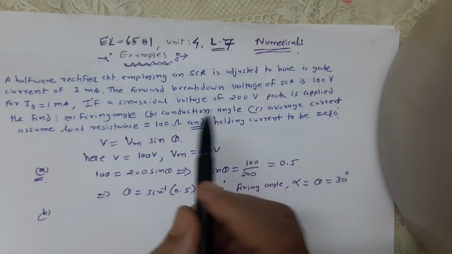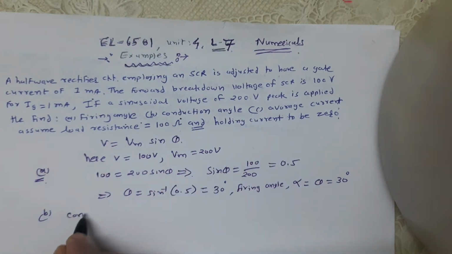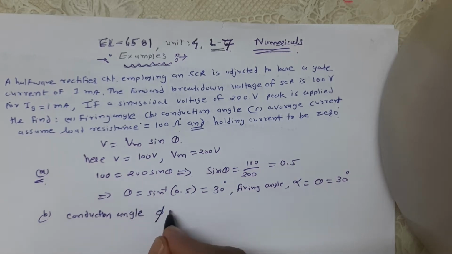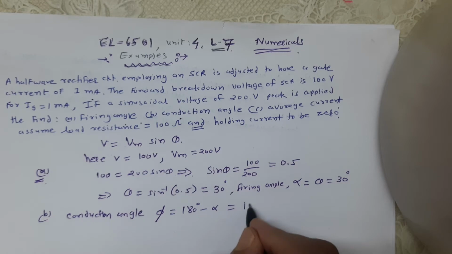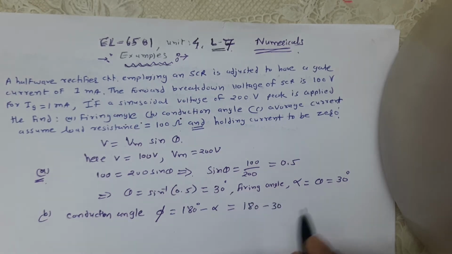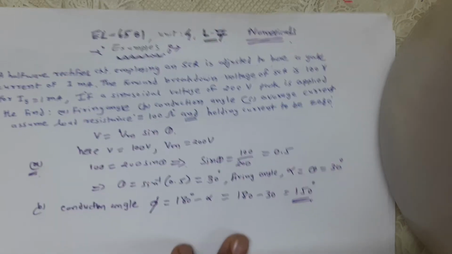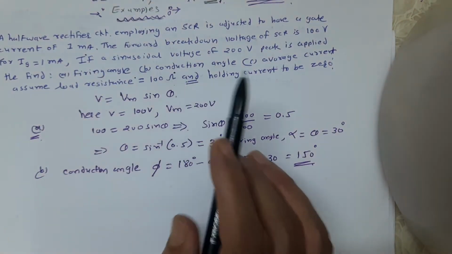Now we find out B, the conduction angle. The conduction angle phi is equal to 180 degree minus alpha, that is 180 minus 30, which is equal to 150 degree. This is the answer for the second part, to find out the conduction angle.